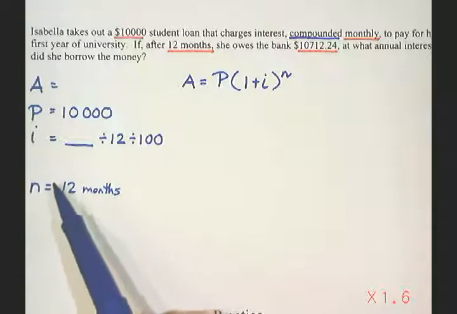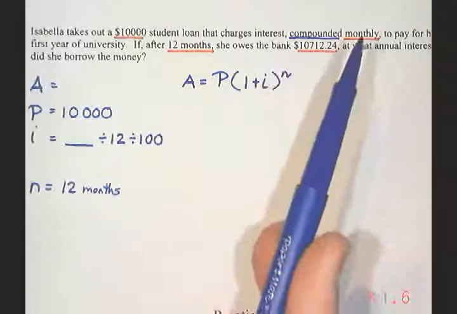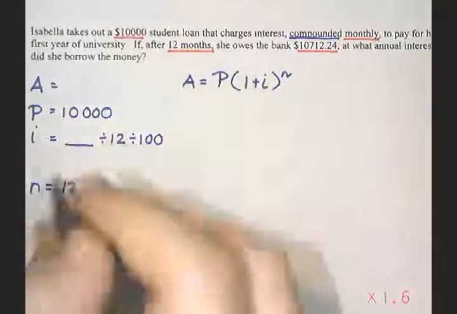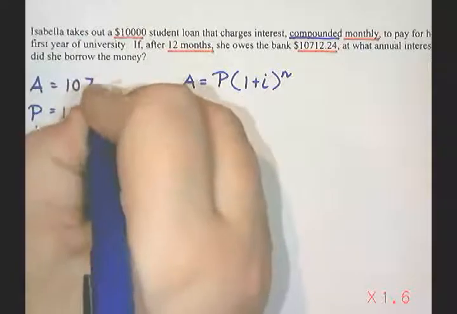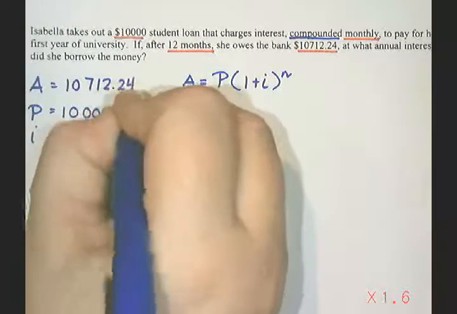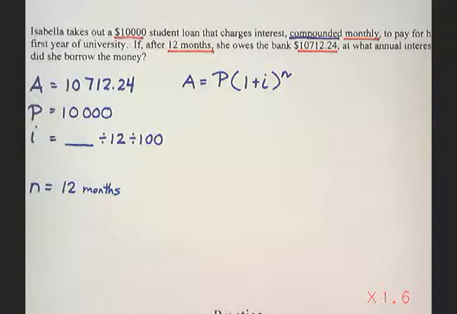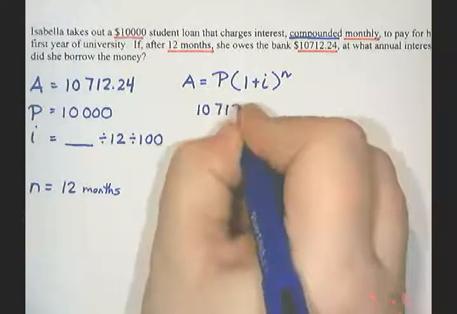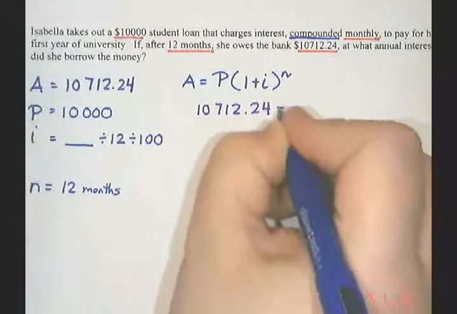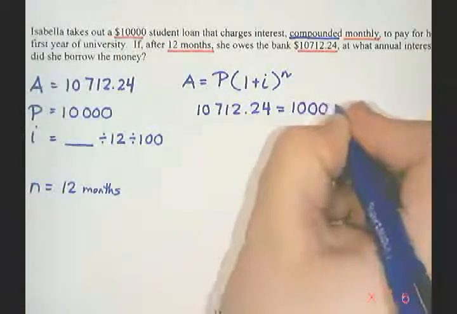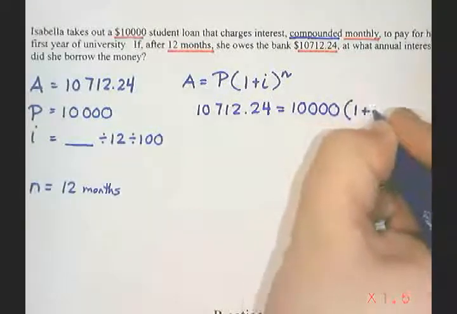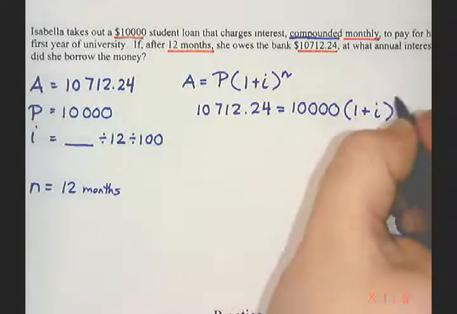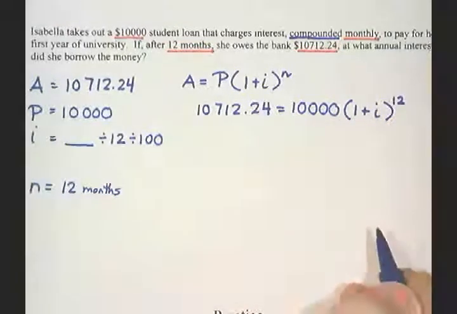So here it told me it was 12 months. My interest is being done monthly, so I know just to leave it alone as months. Now the last thing is this $10,712.24. And then we're going to just substitute everything into our formula. So A is $10,712.24. P is 10,000. 1 plus, I don't know what i is. We're going to have to figure that out. And n is that 12 months that they gave us.